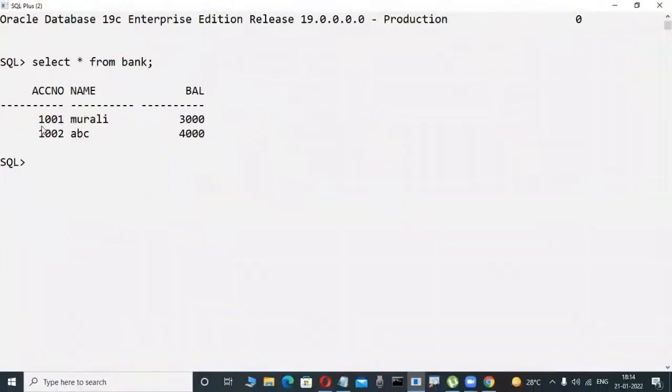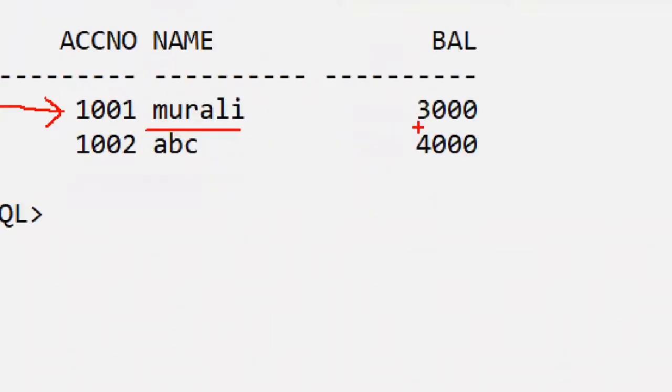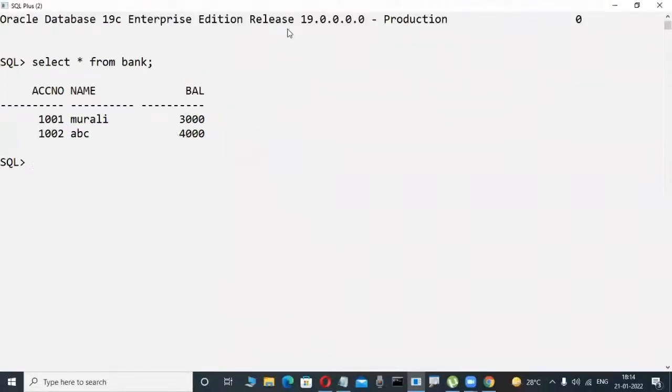Suppose this data, observe it here for one minute. 1001 is an account number. My name is Murali, I'm an account holder. My balance is how much? 3000. Observe here, my balance is 3000, for example.